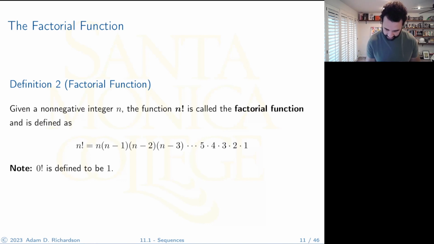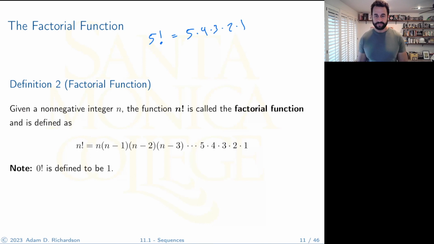Quick example, something like 5 factorial is equal to 5 times 4 times 3 times 2 times 1. Multiply those out all together, and then you'll get that number. This one I think is 120? I forget. Yeah, it's 120.